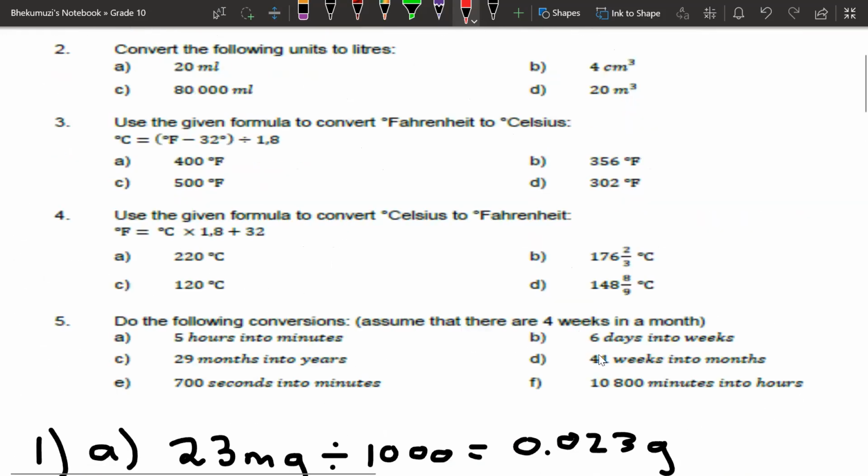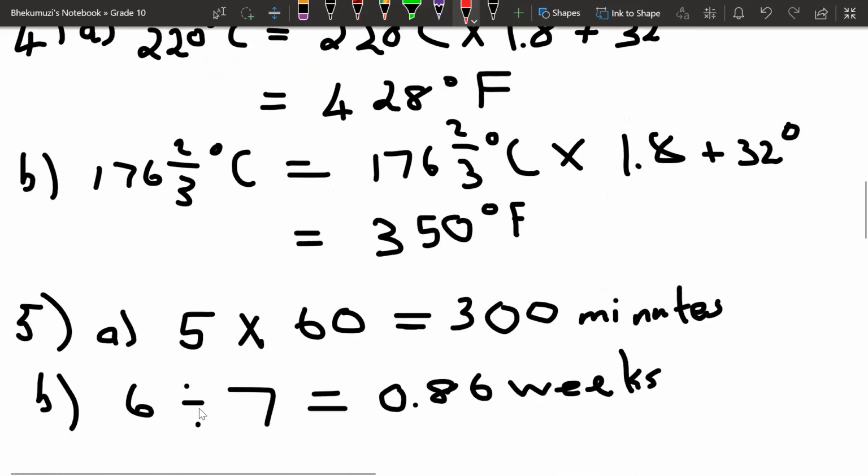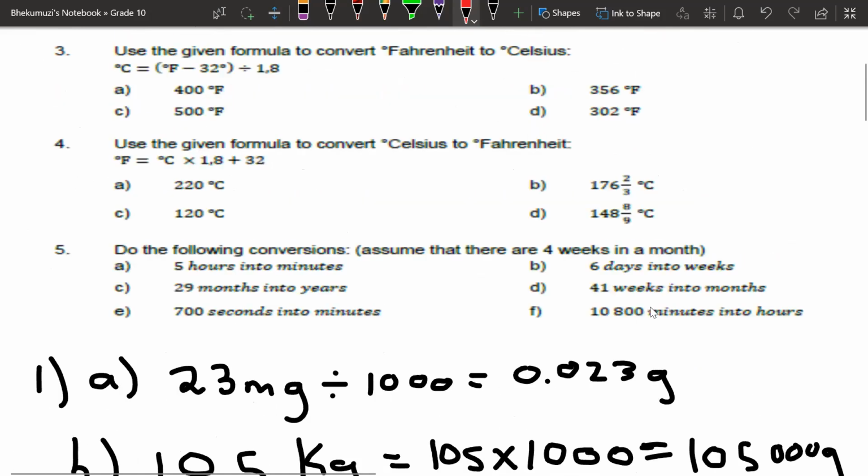And then you also find B, where it says 6 days into weeks. So 6 days into weeks: how many days are in a week? It's 7, right? So in actual fact, it is 6 divided by 7 to give us weeks, because 6 days is less than 7, so it has to be divided. So it's 6 divided by 7. That is 0.86 weeks. So 0.86 weeks is the answer to that.